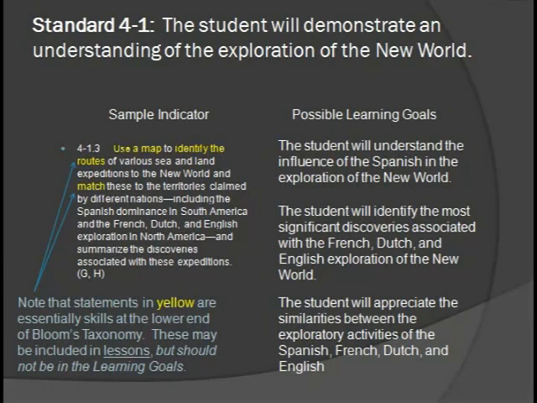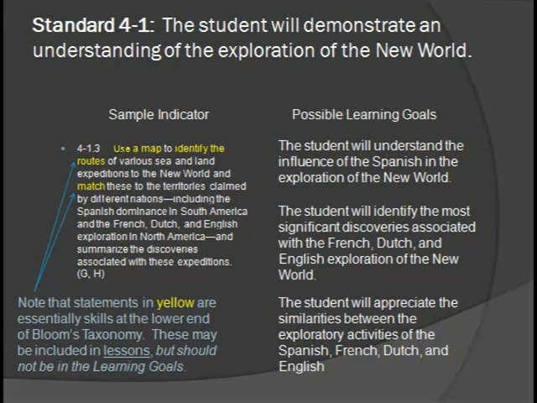And there are some giveaway words in that sample indicator. If we look at Bloom's taxonomy, there are some giveaway words that tell us which levels we're talking about there. Words like summarize, let's see, identify, that's a fairly low level. Let's see, what else do we have? Well, that's about it. Summarize. We'll look at the possible learning goals that we could pull out of this indicator.